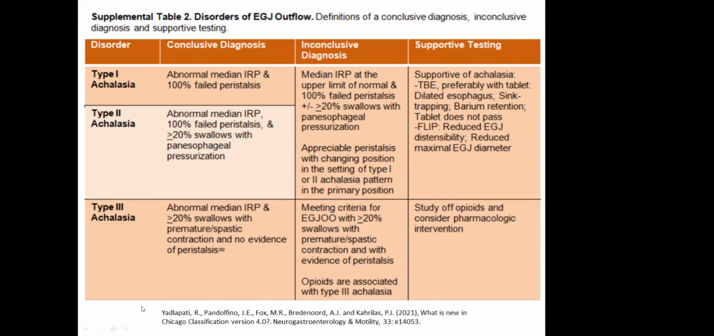The other thing to note about type 3 achalasia is that studies have been done, and patients must be off opioids, because opioids sometimes can increase the IRP.